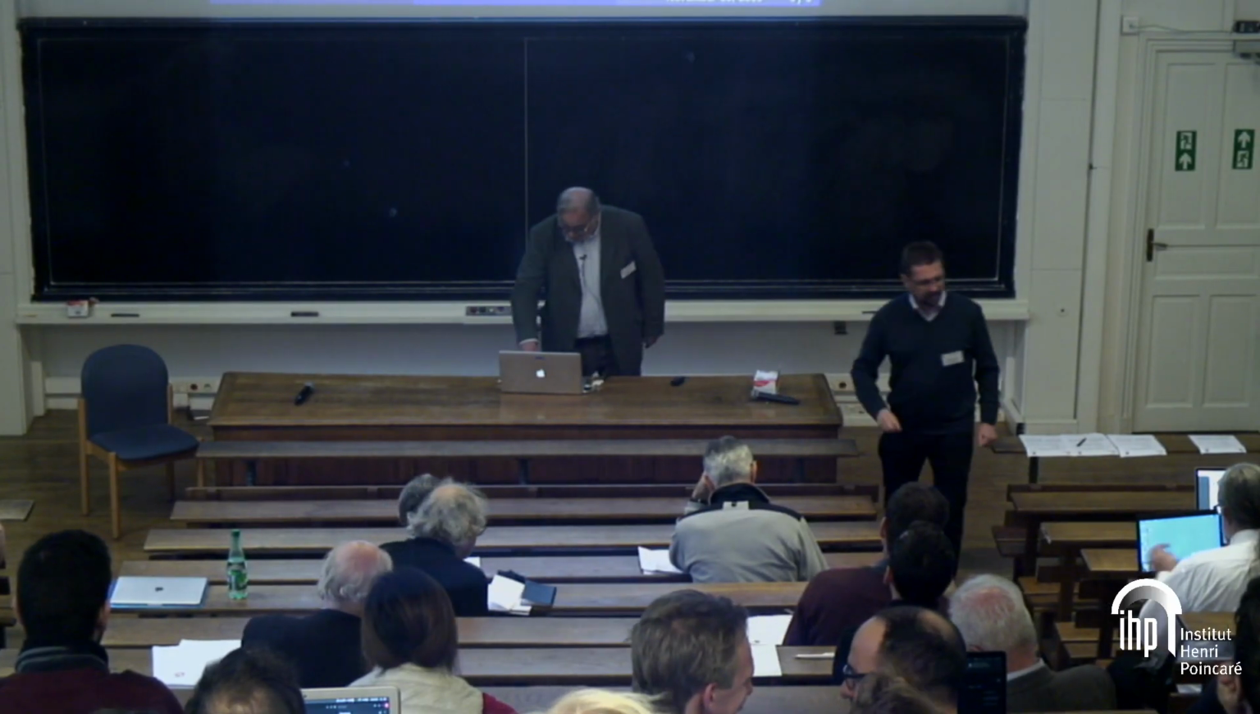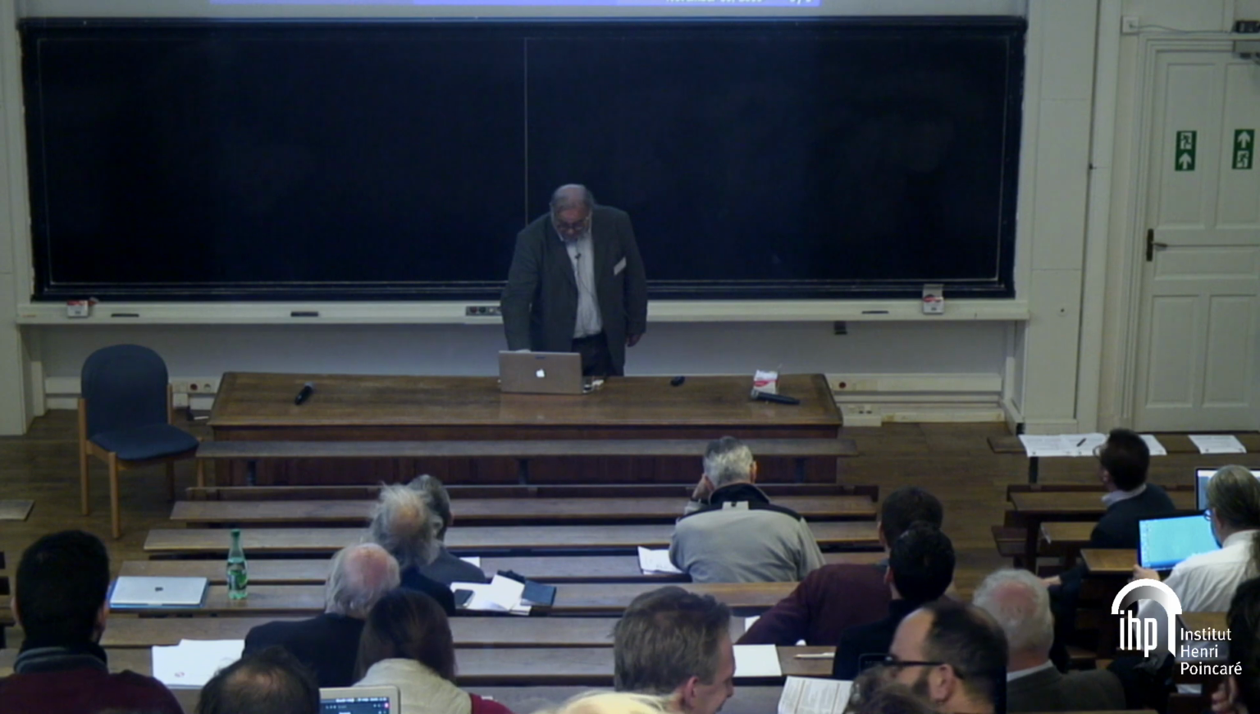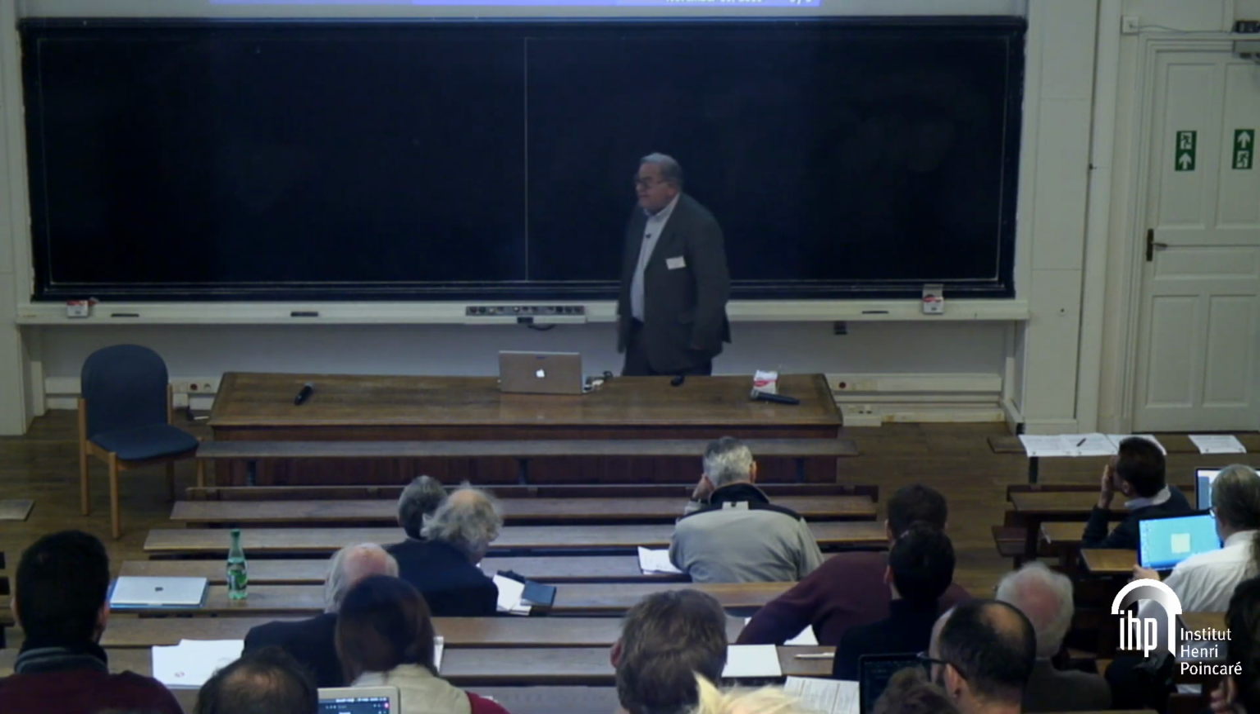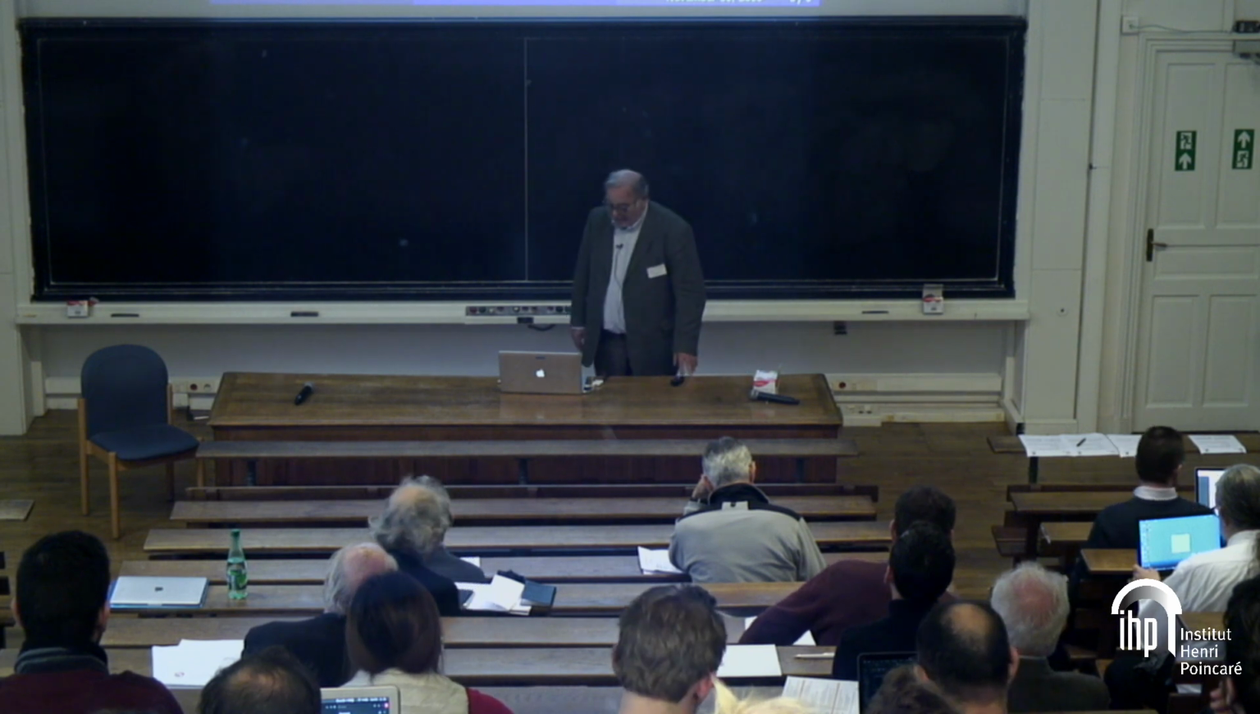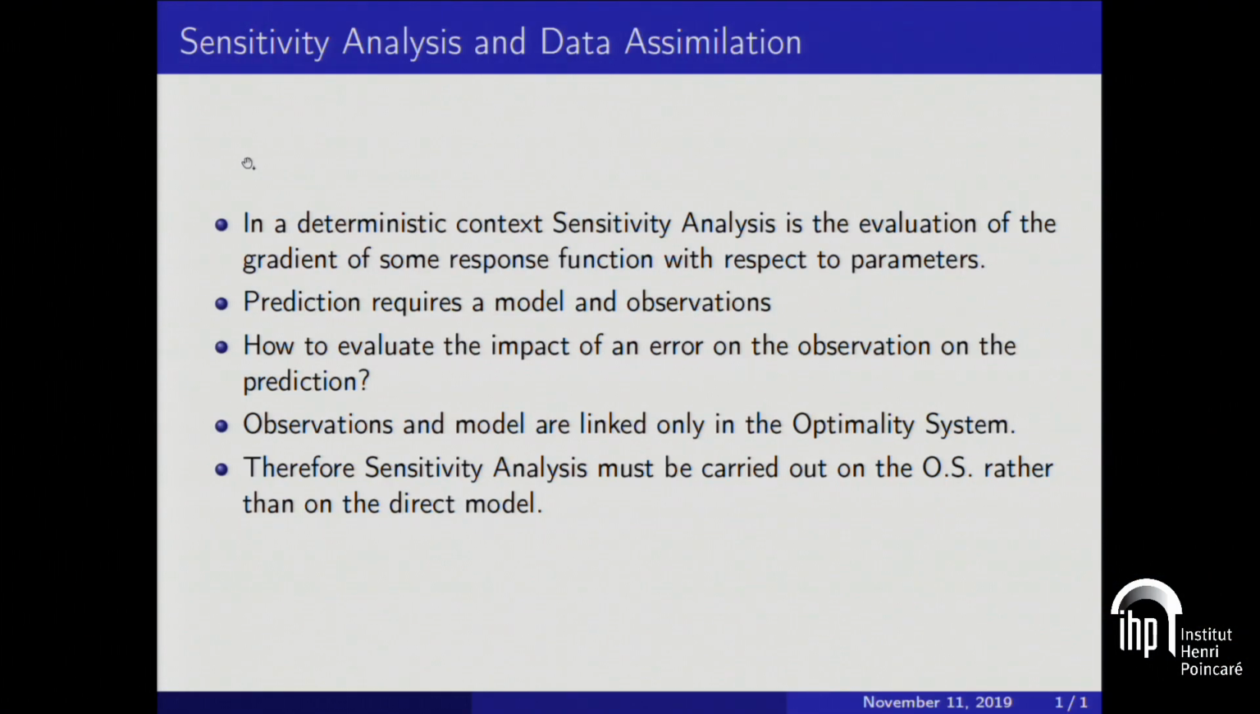Yeah, I will talk in the framework of variational data assimilation. It means in a deterministic framework. So basically, the most simple way to define sensitivity is the evaluation of a gradient of some response function with respect to a parameter. If you want to predict, you will need both a model and observation. And the question is how to evaluate the impact of an error on the observation in the prediction, for instance, on the retrieval of the fields.